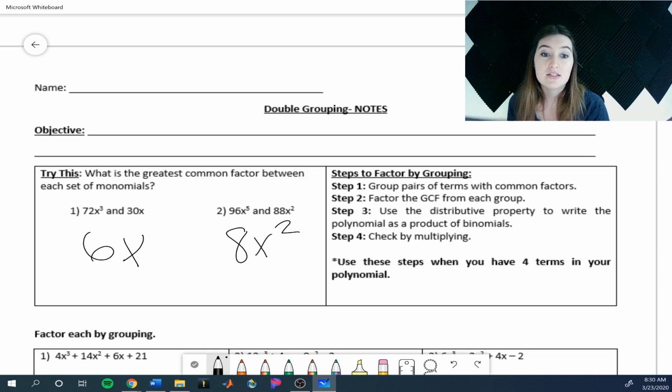These steps are mainly used when we have 4 terms in our polynomials. If we have more than 4 terms, it gets a little weird and sometimes we do other things. But with 4 terms, we can factor by grouping. So let's take a look. Here we go.